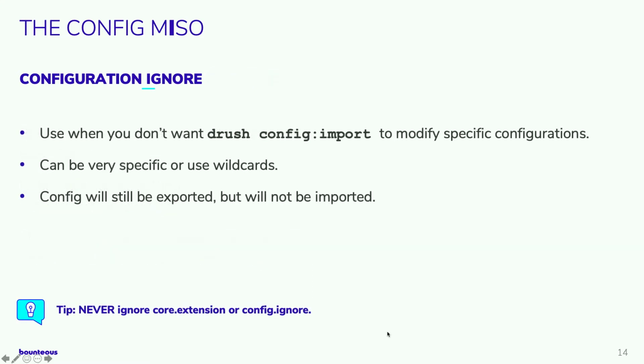And the helpful tip here is never ignore config ignore or core extension configuration. So core extension is the configuration file that tells Drupal what modules are enabled and in what order of priority that they should fire. And config ignore is the settings for config ignore. So never ignore config ignore because that's a recipe for disaster.